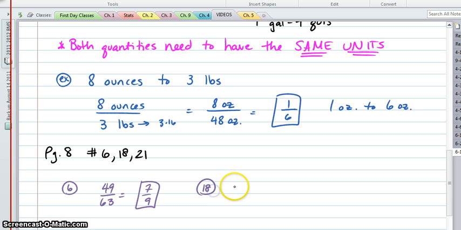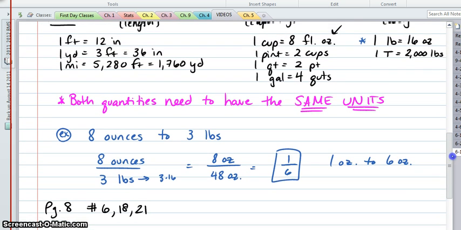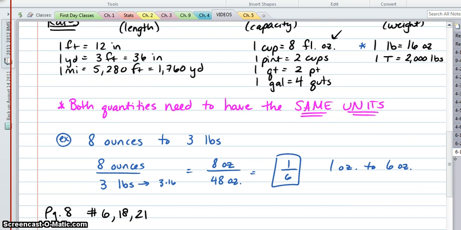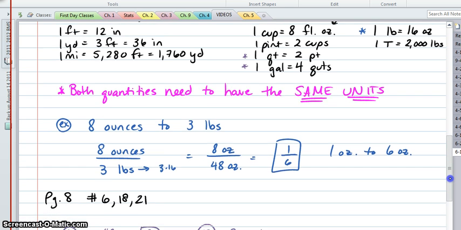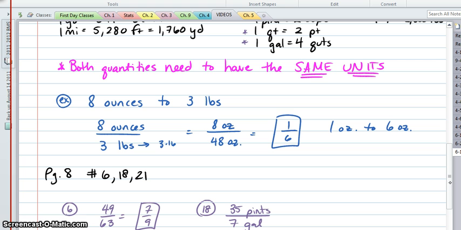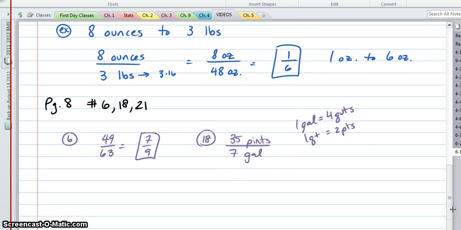In number 18, we have 35 pints to 7 gallons. So again, if we just scroll back up, pints and gallons, okay. Here we have pints and gallons. You see this one's a little bit trickier. We need to use both in order to convert. So if we know 1 gallon is 4 quarts, we can use that first, and then we can work with the fact that 1 quart is equal to 2 pints. So let's go ahead and convert 7 gallons into quarts.